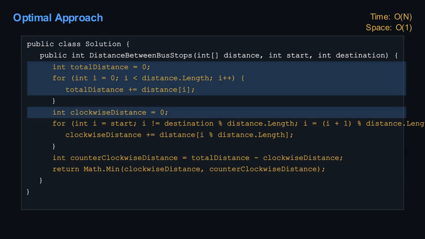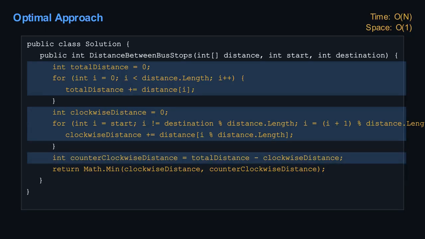We start by calculating the total distance of the entire circular route by summing all elements in the distance array. Then, we iterate from the start stop towards the destination stop in the clockwise direction, accumulating the clockwise distance. To handle the circularity, we use the modulo operator to wrap around the array indices. Finally, the counterclockwise distance is simply total distance minus clockwise distance. We then return the minimum of these two distances.